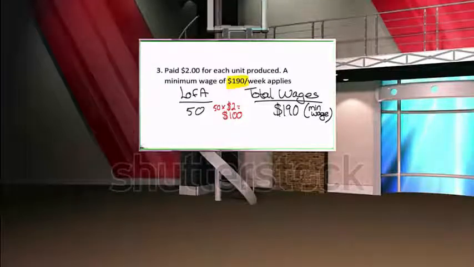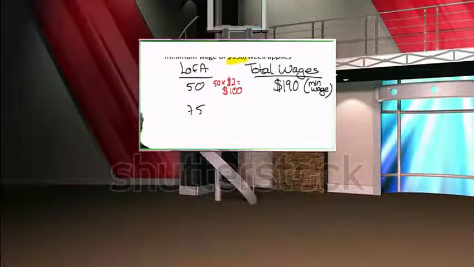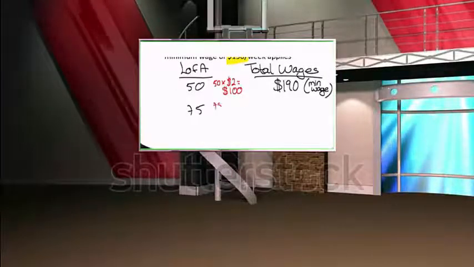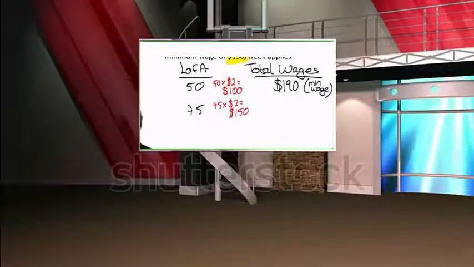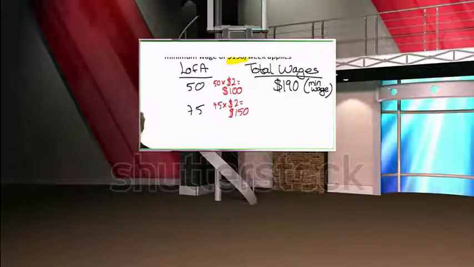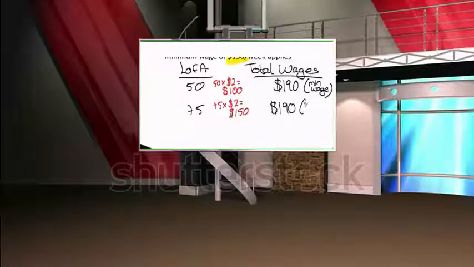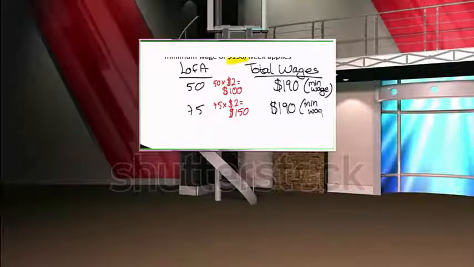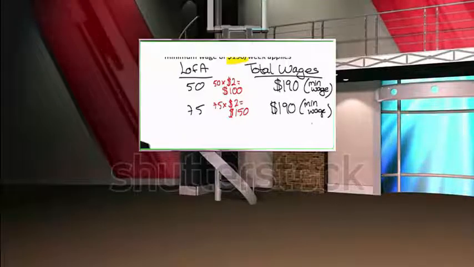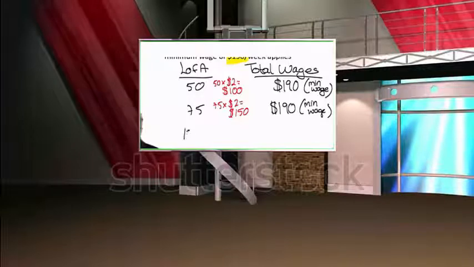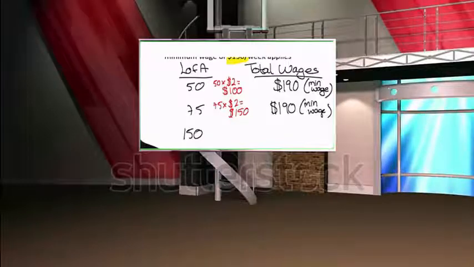If we look at another level of activity, 75 units, then they will have earned 75 by 2, so 150. In that case, their total wages will still be the minimum wage of $190. Let's move the level of activity up a bit. We'll say they produce 150 units. Now what will they get paid?